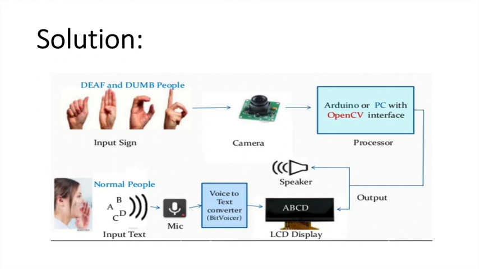The deaf and dumb people can use sign language, and the camera can detect these gestures, and with the help of Arduino or a PC with an OpenCV interface, it can process this and display the alphabets, or can even play the audio. For example, A, B, C, D. Now the LCD display has its output showing that the user has shown A, B, C, D. This can also be done by normal people speaking into a microphone or inputting text, and the voice to text converter can do the needful.